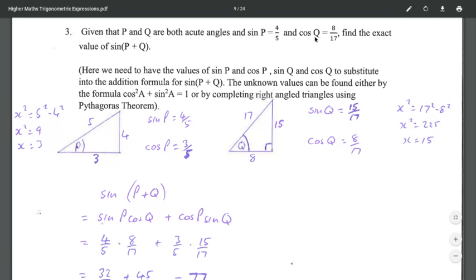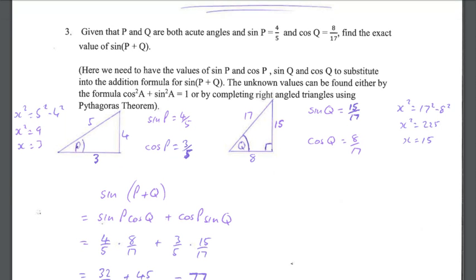The cosine of Q is 8/17. So 8 and 17. Again, we need to calculate this side. So a little bit of Pythagoras, and that turns out to be 15. Now, because there are whole number values, integer values, for all 3 sides of both of these triangles, these are called Pythagorean triples. These come up a lot.